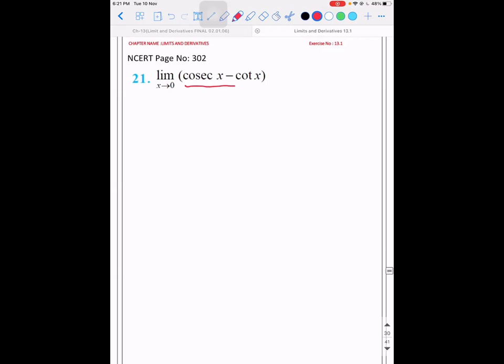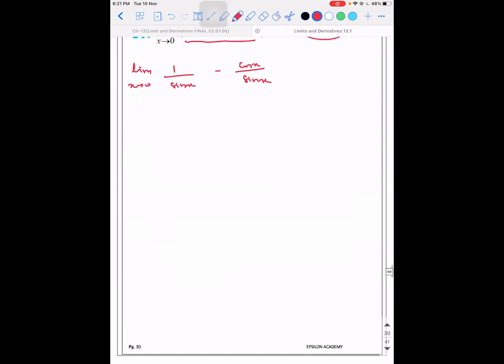So limit x tends to 0, cosecant x minus cot x. Cosecant x can be written as 1 by sin x, minus cot x can be written as cos x divided by sin x. If you substitute the limit, you will get infinity minus infinity, which is not valid. So first we need to simplify it. Limit x tends to 0, it will be 1 minus cos x divided by sin x.